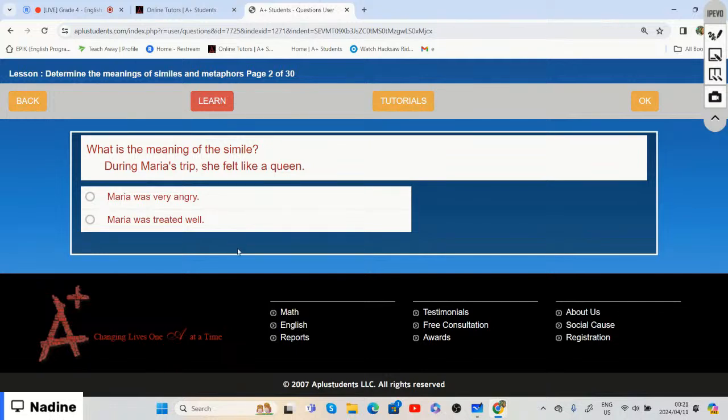It says during Maria's trip, she felt like a queen. Does it mean that she was very angry or she was treated well? If somebody's treating you like a queen, does it mean that they are treating you well or that you are always angry?